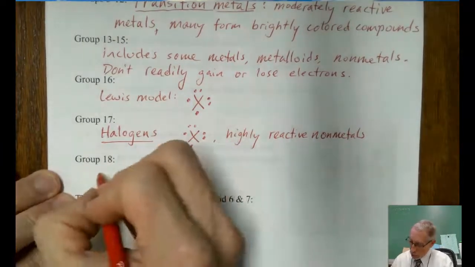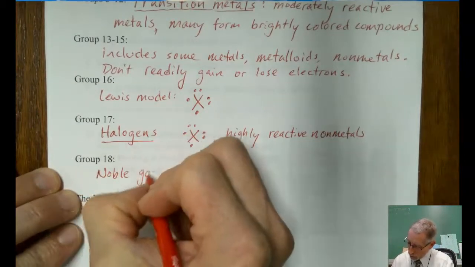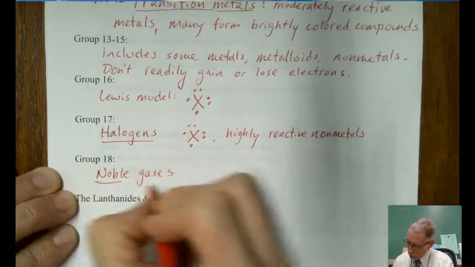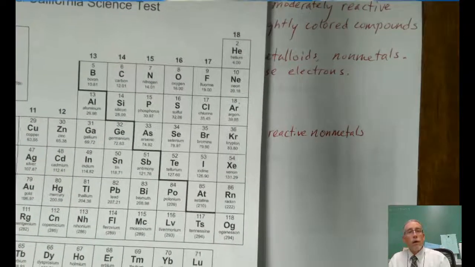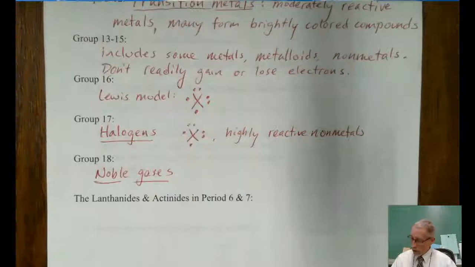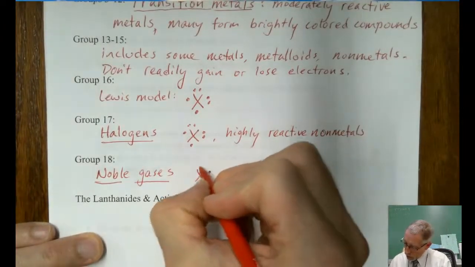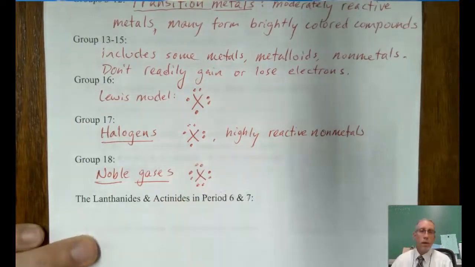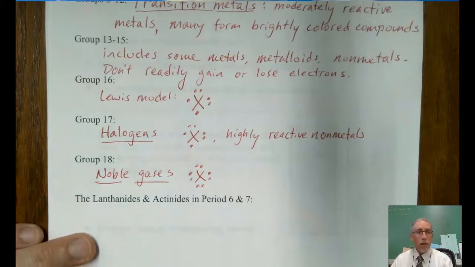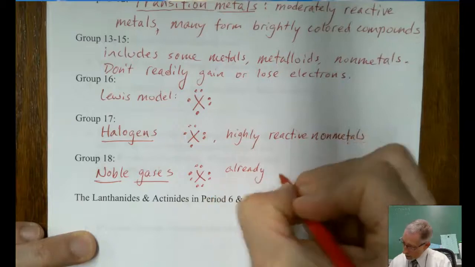Okay, and then finally, group 18, known as the noble gases. And I want you to know why they're called the noble gases. I'm going to tell you this in just a second. So, helium, neon, argon, krypton, xenon. So the dot symbol shows 8 outer electrons. Now, what does that mean? It means it's already happy.